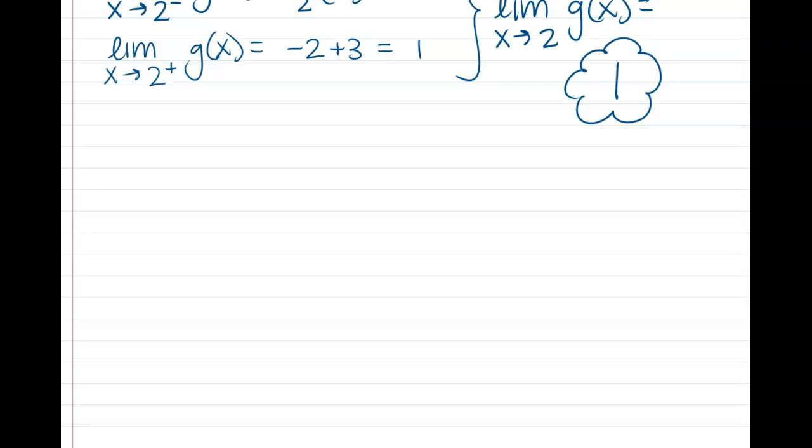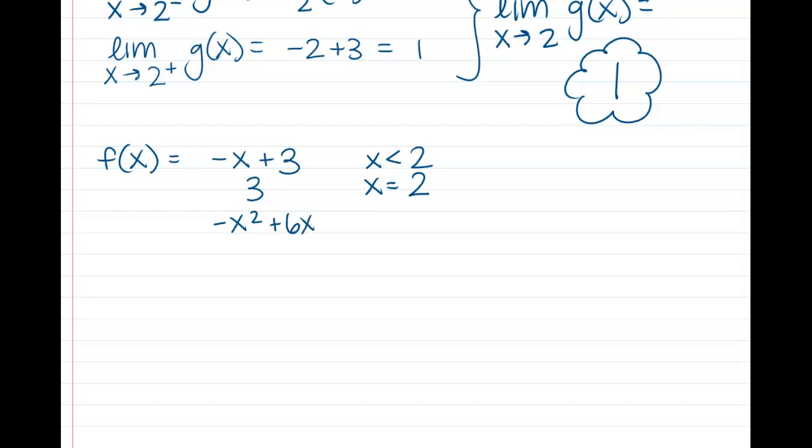Let's look at another one. f of x equals -x plus 3 for x less than 2, 3 when x equals 2, and -x squared plus 6x minus 3 for x greater than 2. Pause the video for a minute and try to find the limit of f of x as x approaches 2.